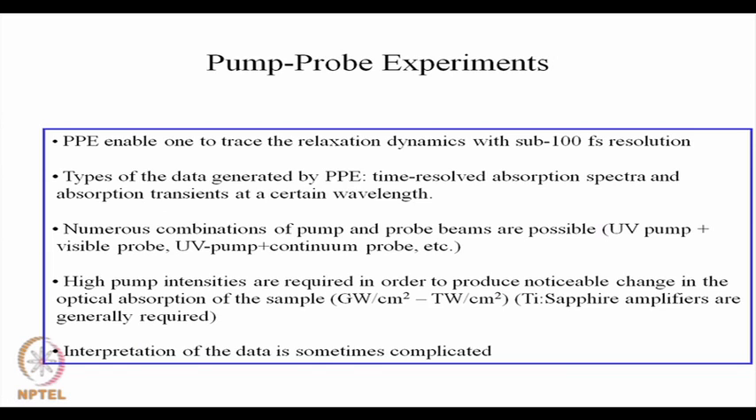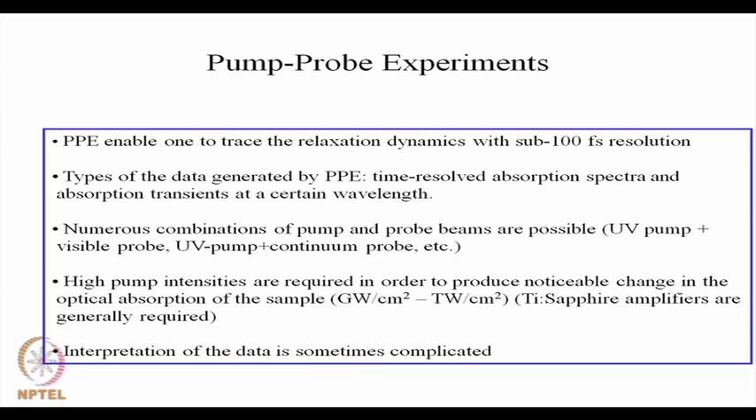So basically, a pump probe experiment enables one to trace the relaxation dynamics with sub 100 femtosecond resolution. So it has quite good resolution. Types of data generated by a pump probe experiment: time resolved absorption spectra and absorption transients at a certain wavelength. So these are the types of data that are generated by a pump probe experiment.